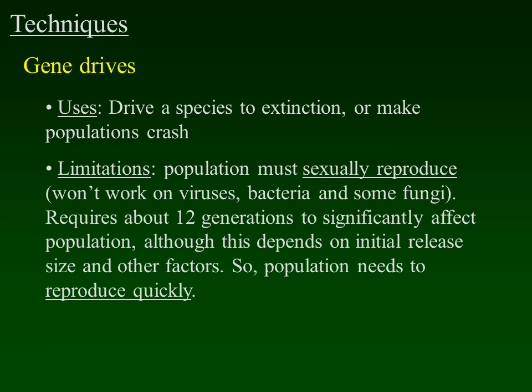So the idea is that gene drives could potentially drive a species to extinction, and if nothing else, at least make populations crash. Limitations: as I mentioned, sexual recombination or sexual reproduction is rather vital to make gene drives happen. So populations must sexually reproduce. In plants, if there's a lot of inbreeding or self-crossing, that can be problematic. And it won't necessarily work in things like viruses or bacteria, which are truly asexual.